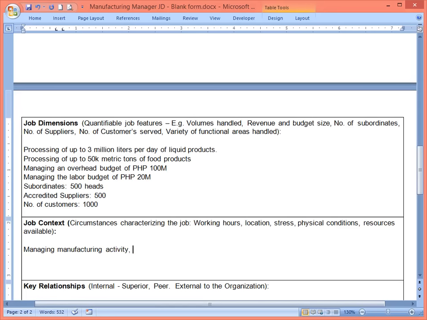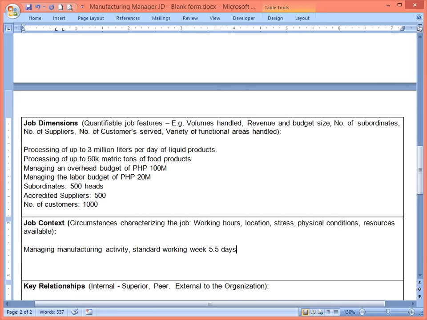Okay, managing manufacturing activity, standard working week. See, 5.5 days. What does it mean? You're off on Sunday, half day on Saturdays. So 5.5. If you say 5 days, most of the executives are working 5 days a week only. Unlike the rank and file, they're working 6 days a week.